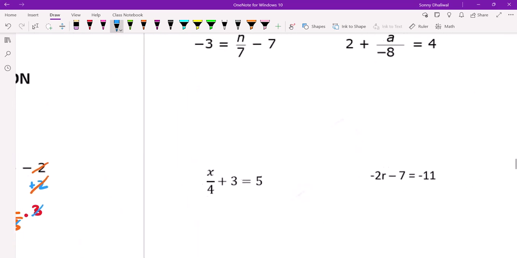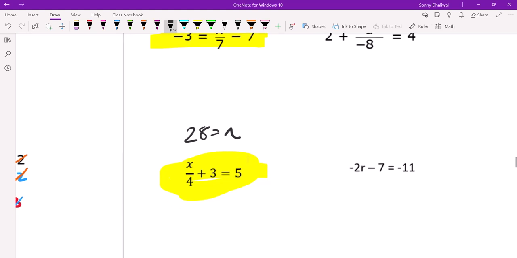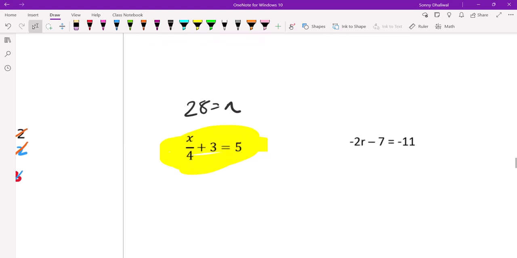Try the N and the X question by yourself. Me and Mr. Kirby will come and help. I'll give you the answers for these. You should have 28 equals N here, and you should have X equal to 8 at the end here. Try those two by yourself.